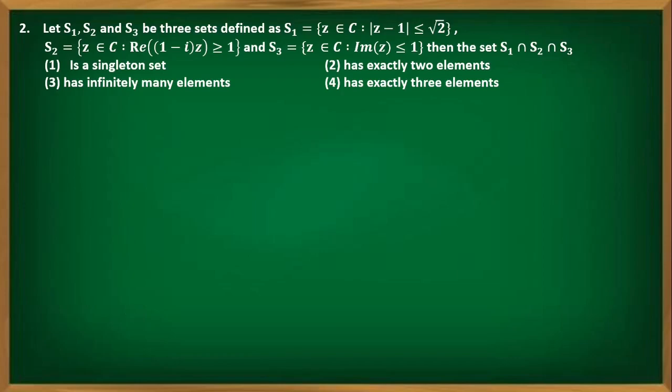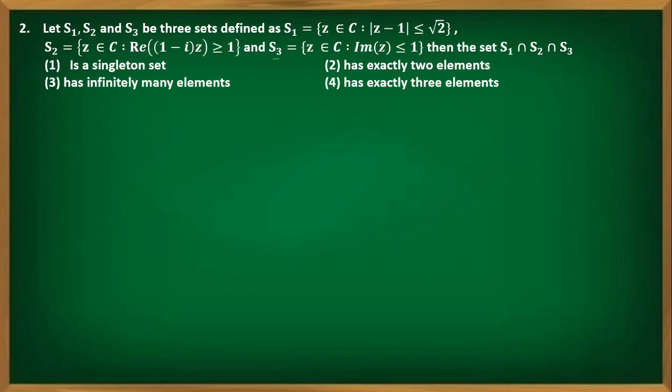So here you see, let S1, S2 and S3 be the three sets. Now S1 is defined as z is a complex number such that modulus of z minus 1 is less than or equal to root 2. So what this S1 represents, now we have to see. If you know, it is one of the standard forms. Now this is a different one. Real part of (1 minus i) into z is greater than or equal to 1. This is the second set, and the third set is imaginary part of z is less than or equal to 1, which is a very simple one.